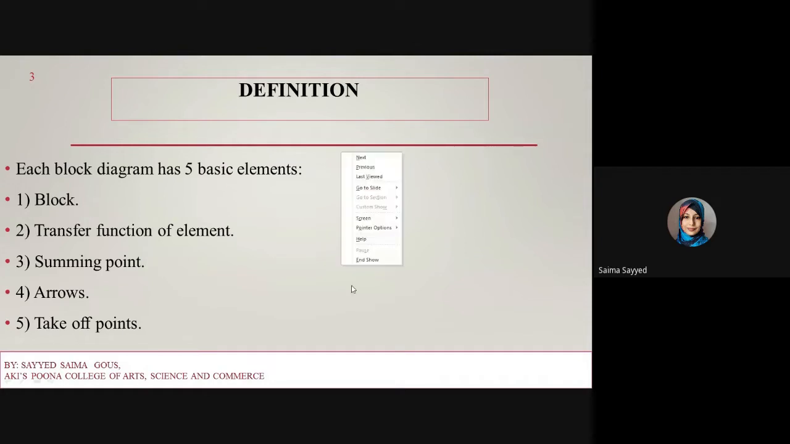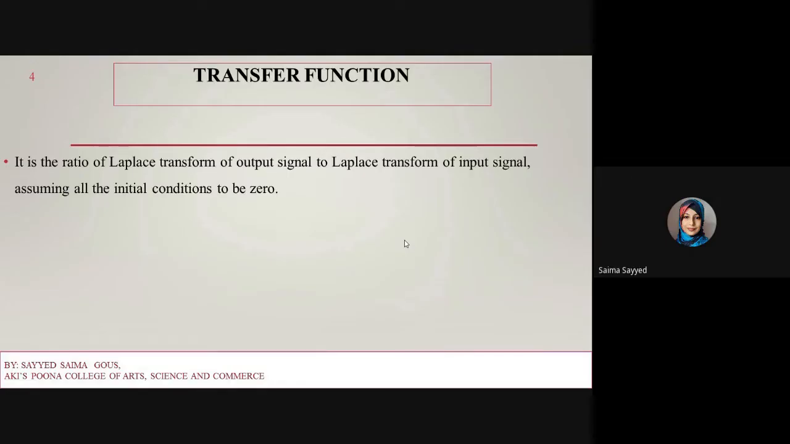So first is a block. These are the basic elements of each block diagram. First one is block. So this is one block which is having input and output. So here, transfer function of elements. Now in the system there will be a transfer function. What is transfer function? It is the ratio of Laplace transform of output signal to Laplace transform of input signal by assuming all the initial conditions to be zero.